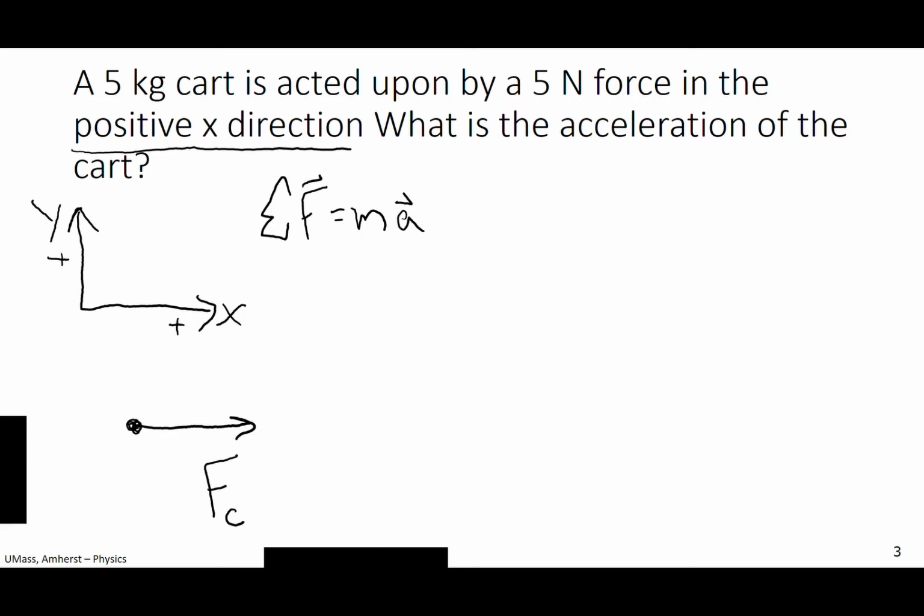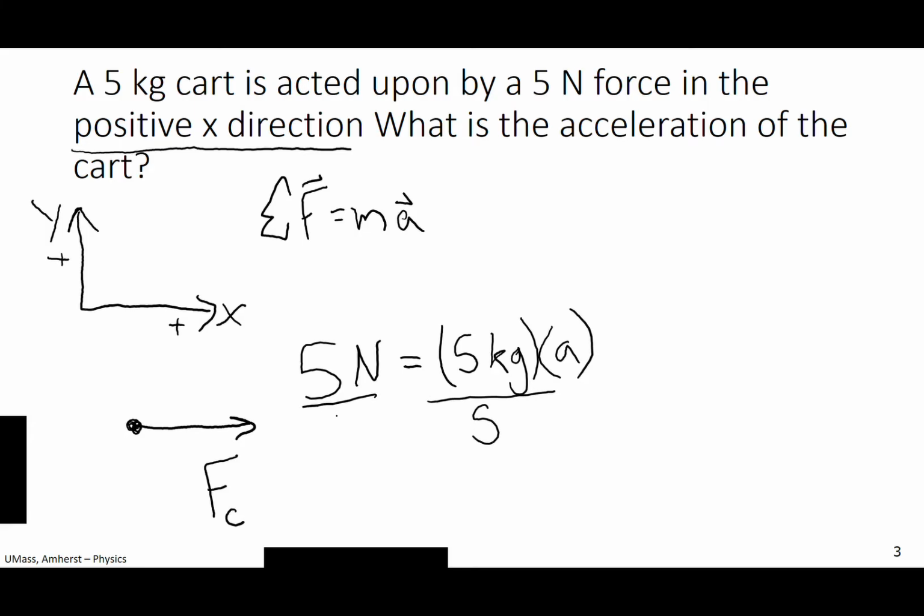And when we use sum of the forces equals mass times acceleration, our only force is this F_C in the positive x direction. And that's a 5 newton force. It's equal to 5 kilograms times the acceleration. Divide by 5, divide by 5. Our answer, acceleration, is 1 meter per second squared. And we're going to make sure that we have those little vector symbols there. Okay, so that's our answer.